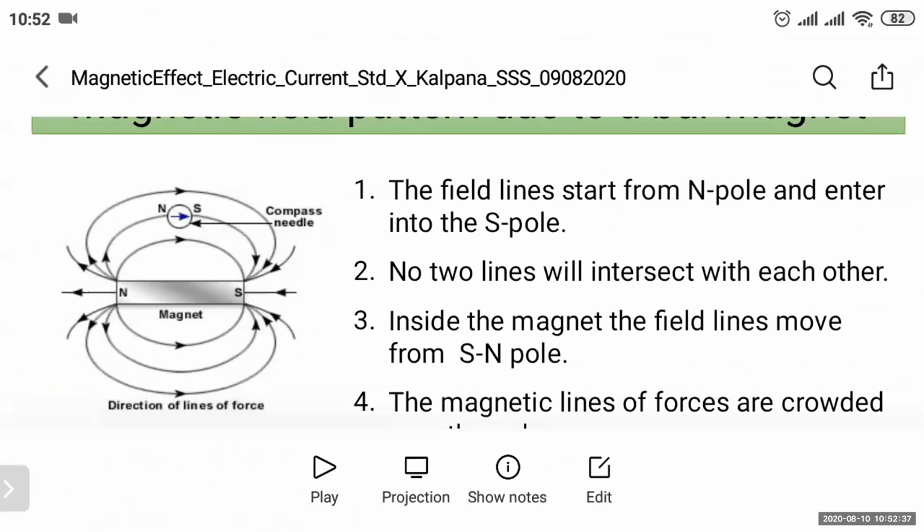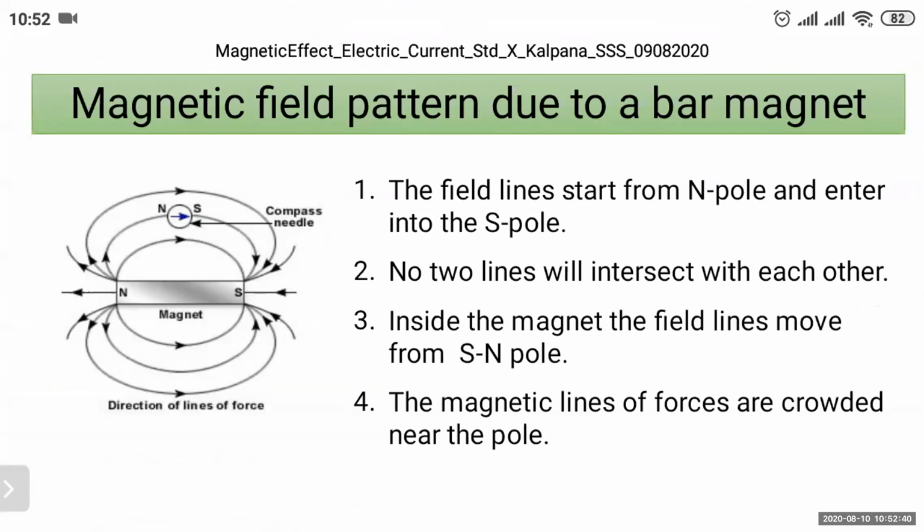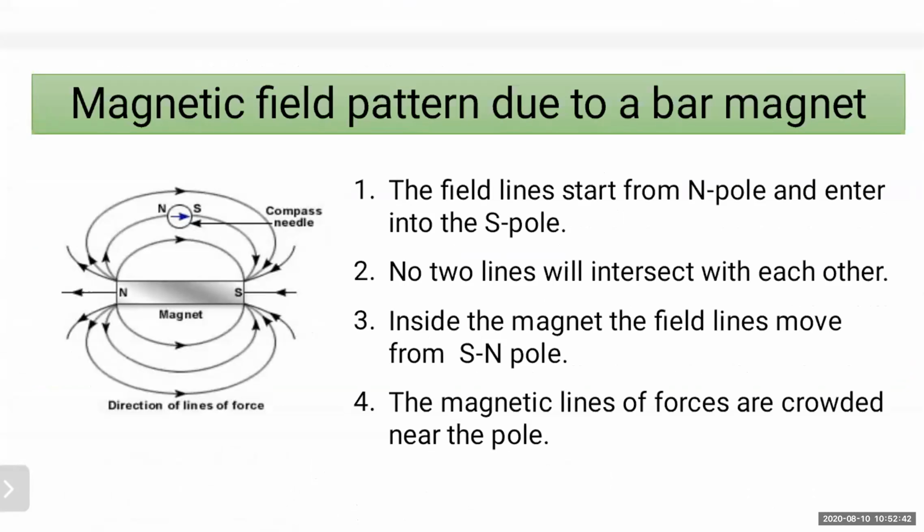So look here, these are the characteristics, the properties of the magnetic lines of force. Look at the diagram, there is a direction of lines, that is the direction of magnetic lines of force. The field lines start from the north pole and end on the south pole. Second one is, no two lines will intersect with each other.